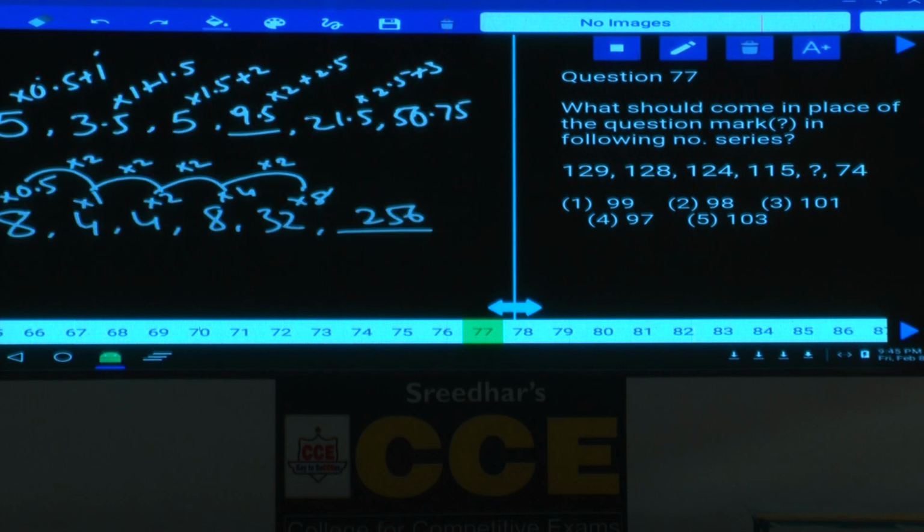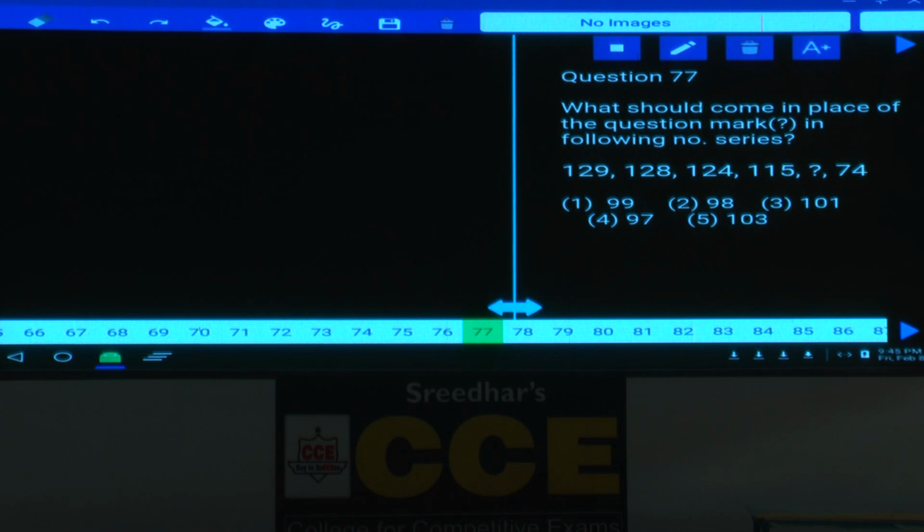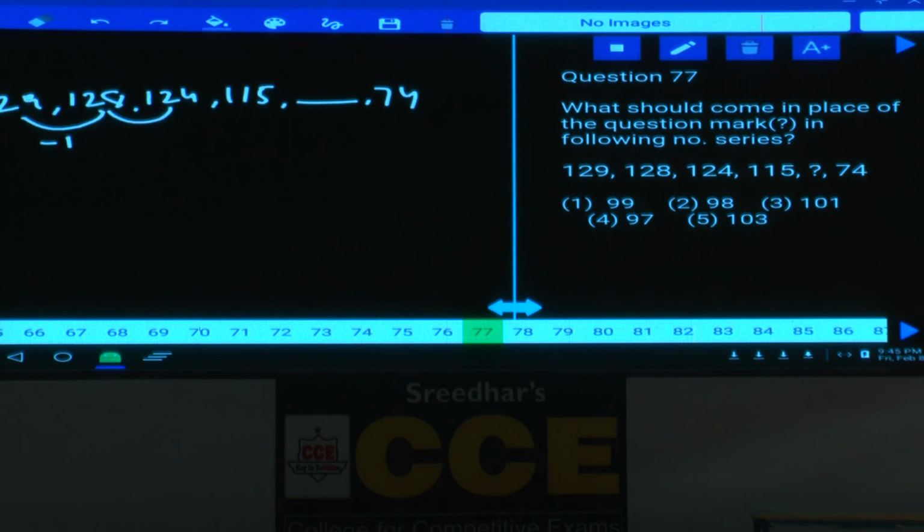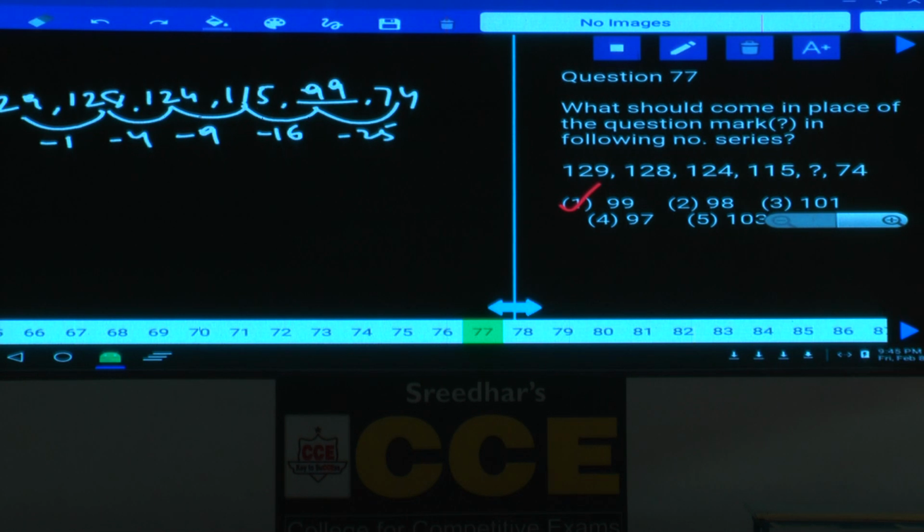Then 77. Now in this 77: 129, 128, 124, 115, blank and 74. Now the difference between 129 and 128 is how much? Minus 1. The next difference is 4 and the next difference is 9. 1, 4, 9: 1 square, 2 square, 3 square. The next one is 4 square. What is 4 square? 16, and that is how much? 99. And the next one is minus 25, giving 74. Squares are subtracted from the given numbers: minus 1 square, minus 2 square, minus 3 square, minus 4 square and minus 5 square, and the missing number is 99, choice 1. That is 77.